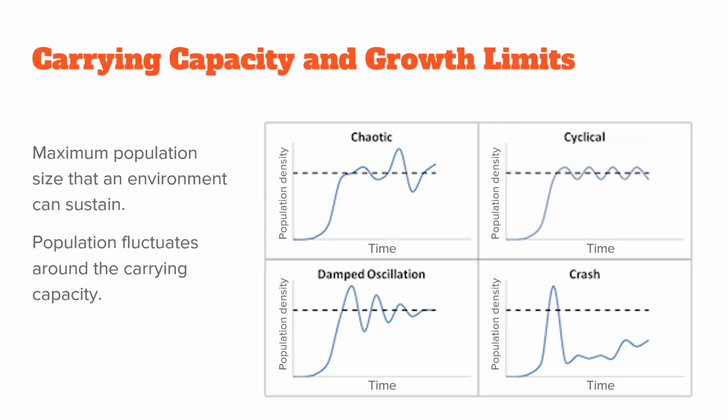Carrying capacity isn't fixed. It can vary with environmental conditions, seasons, or resource availability. For example, drought may lower K for grazing animals, while a wet season can raise it. Climate change, habitat destruction, and resource depletion all influence carrying capacity, affecting how populations stabilize or crash.